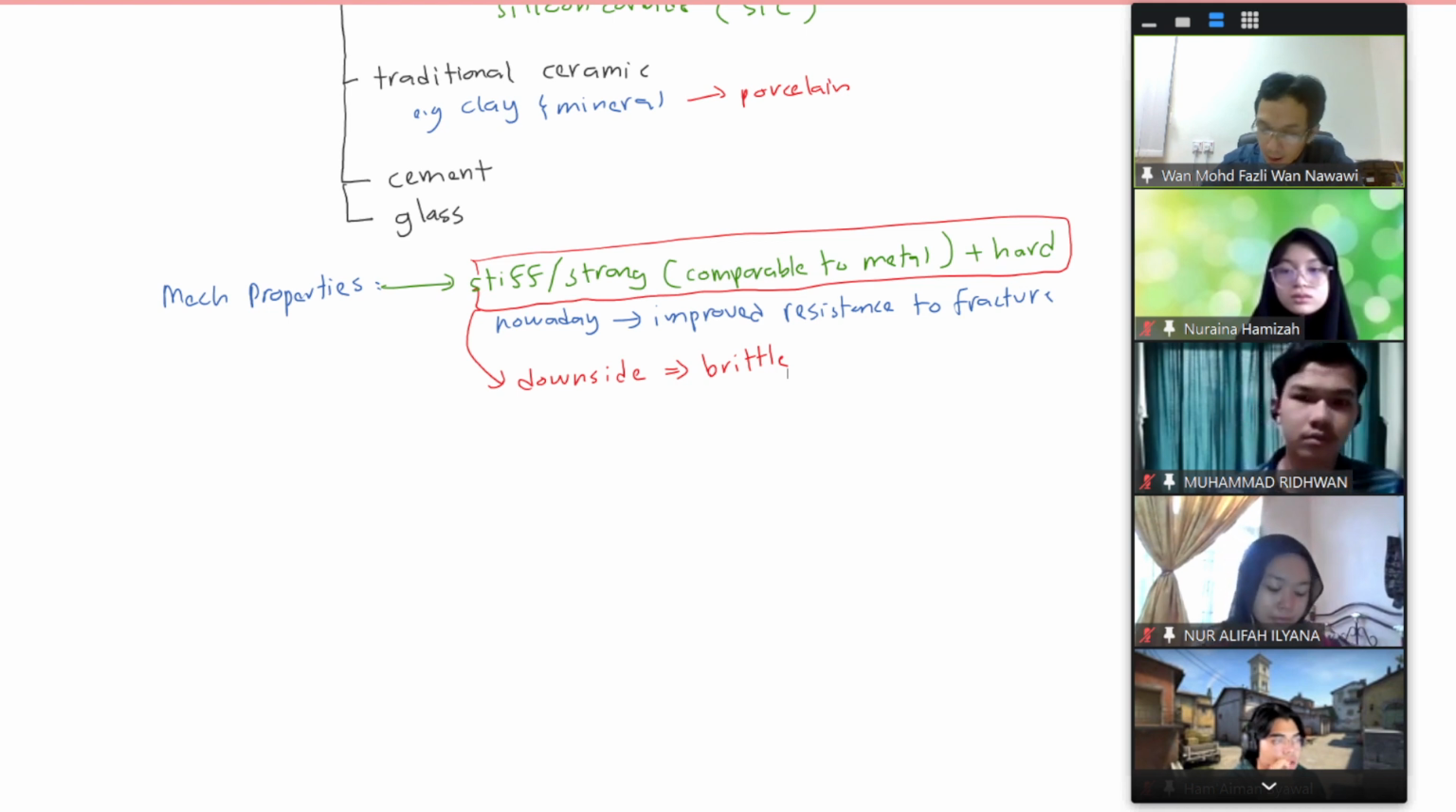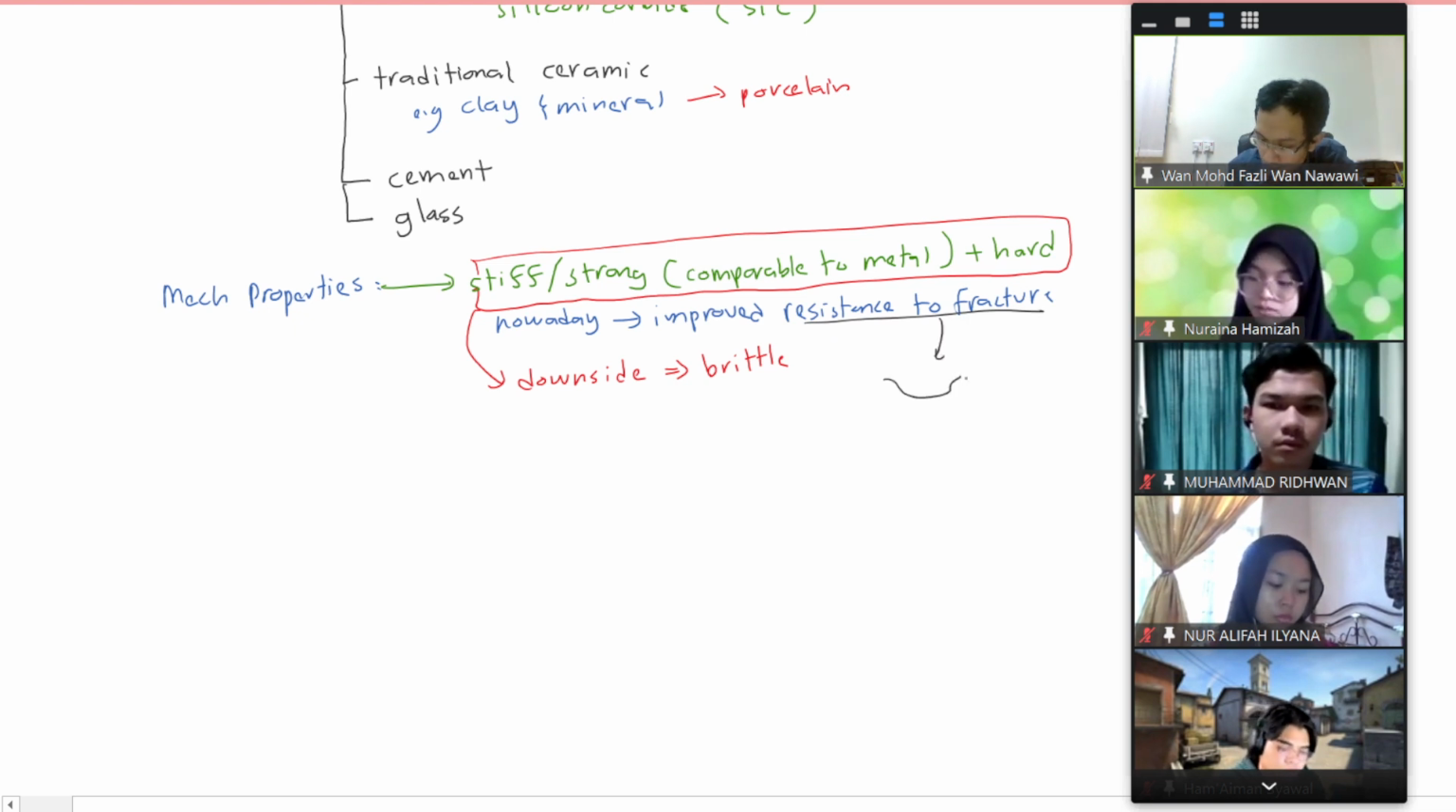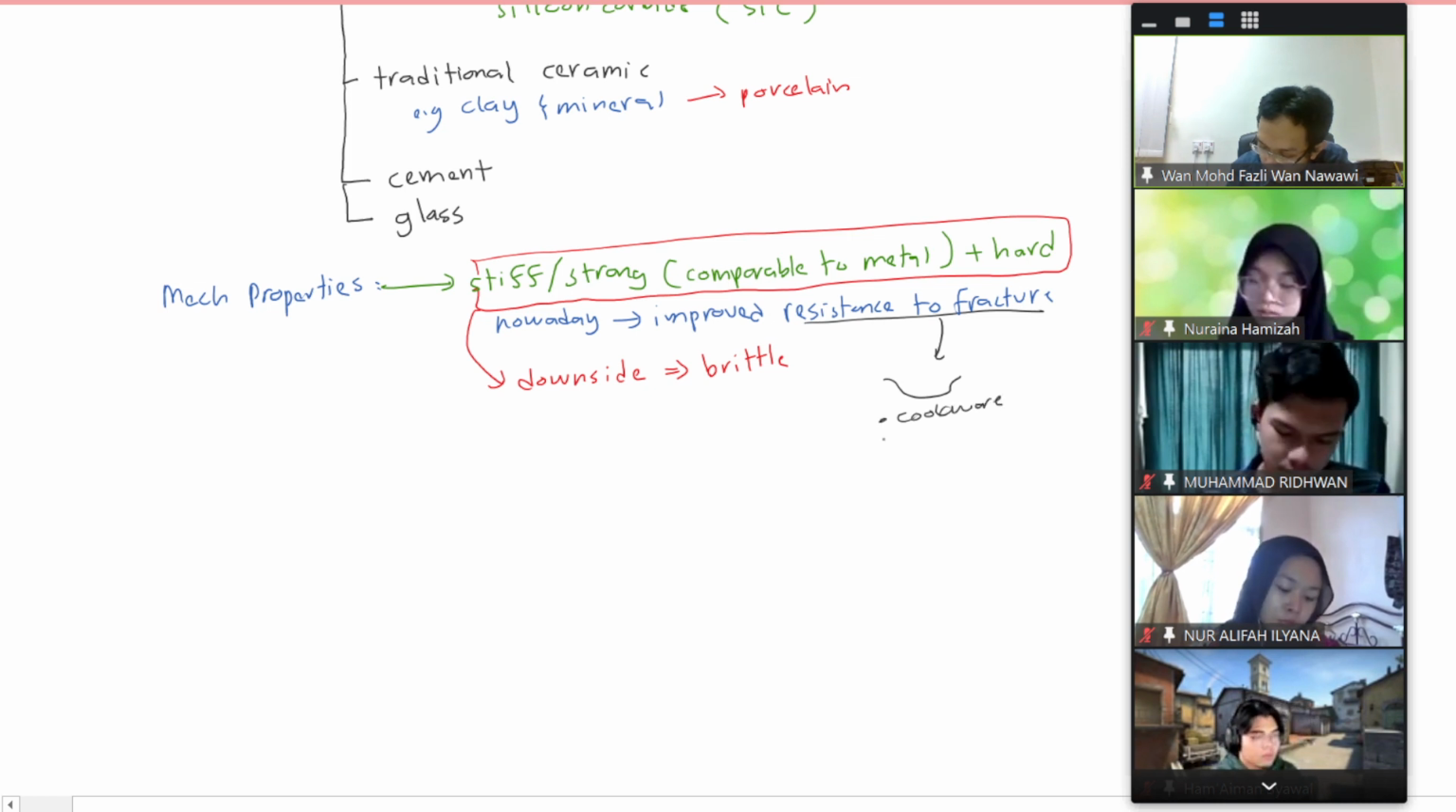So that's why nowadays people use this resistance to fracture. People use it to create cookware and also cutlery.